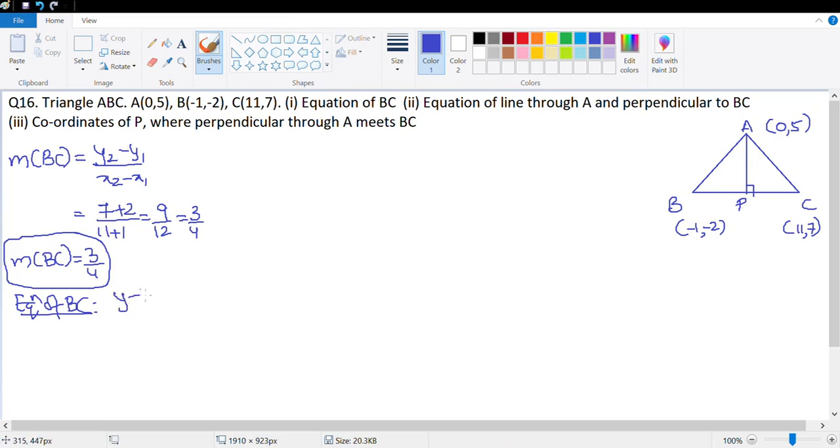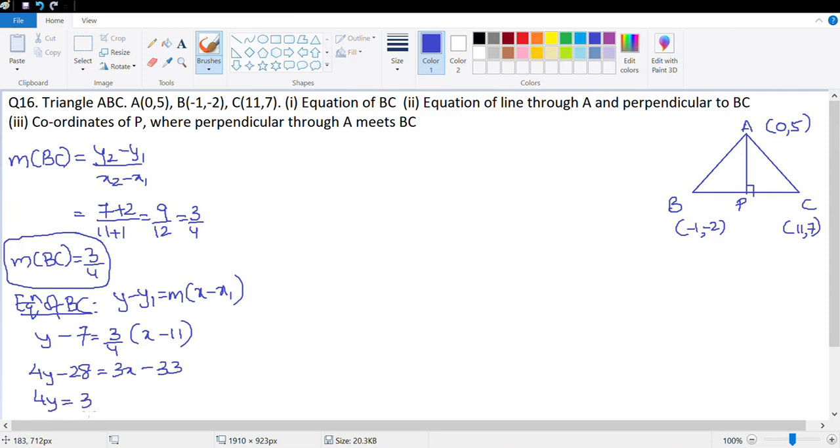Now we need to calculate the equation of BC. This would be given by y minus y1 is equal to m times x minus x1. So let's take (11, 7) as (x1, y1). So this will be y minus 7 is equal to m, which we got as 3 by 4, times x minus 11. Cross multiply, 4y minus 28 is equal to 3x minus 33. So it will be 4y is equal to 3x minus 33 plus 28. That will be plus 5. Yes, 4y is equal to 3x plus 5. Perfect. I can also write this as 4y minus 3x is equal to 5. Done. This is my first equation.